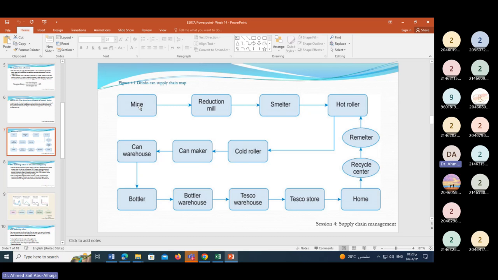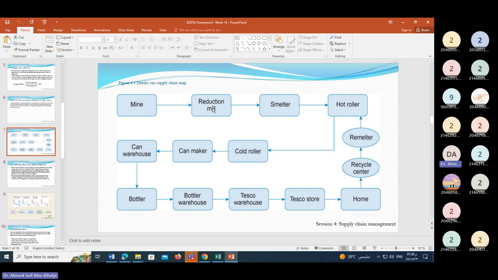To produce what? The can, the Pepsi can. After the mining, I know this is a technical thing, but just to understand: mining, then reduction mill. Once I say reduction, this means these kinds of actions that you may do in the factories using specific tools to make the material smaller, smaller in terms of size, for example, or degree. Anyway, so this is the reduction mill.